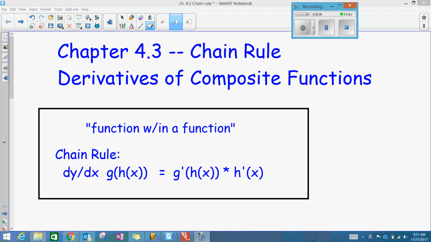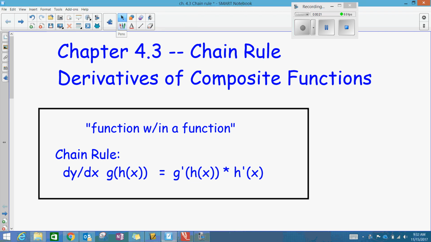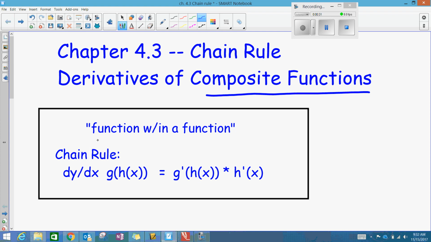So today we're going to look at chapter 4.3, the chain rule. So again, this is just another tool that we can use, another method in finding derivatives for a specific type of function. The chain rule is really helpful for composite functions. We're going to use the chain rule when we have what we want to think of as a function within a function.